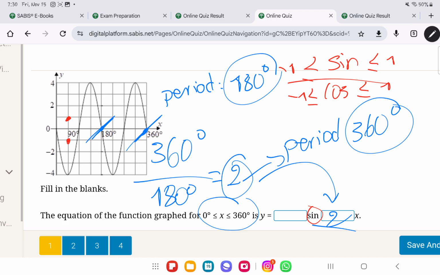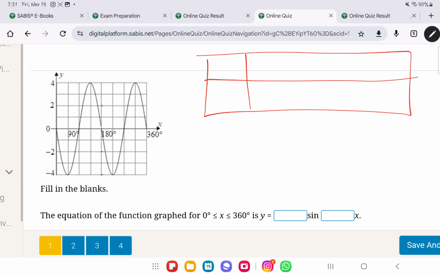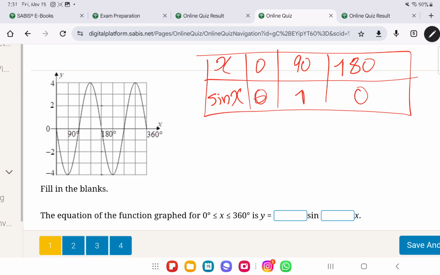So to find out where it is, we are going to do a table, okay? Doing the table, here we are going to put x, and here we are going to put sine x. So for 0, if you do on your calculator sine 0, you are going to get 0. For 90, sine 90, you are going to get 1. For 180, sine 180, you are going to get 0. Okay? Now, we're only going to do until 180 because this is our period that we found from the graph.